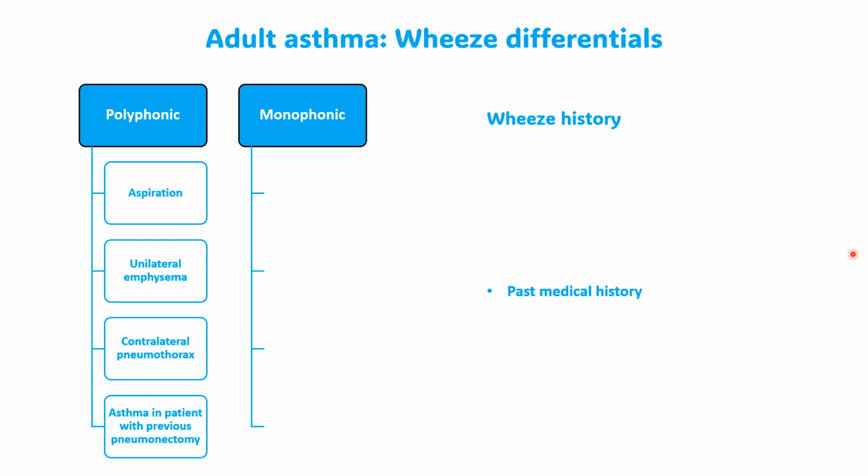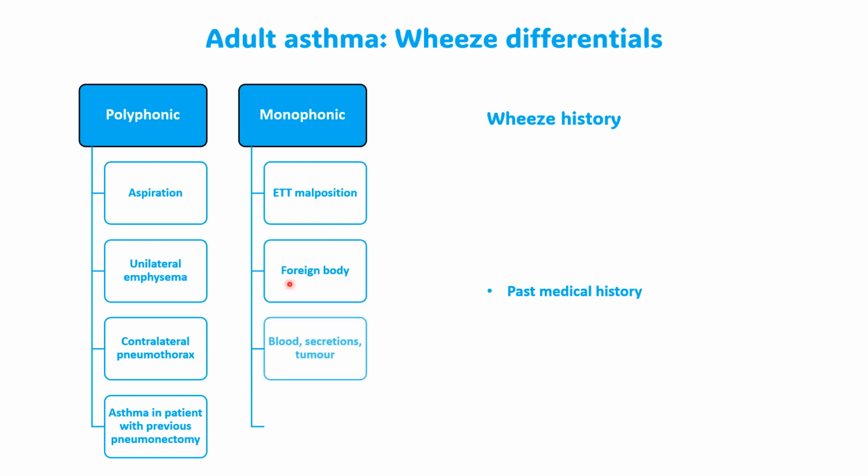And when we talk about a monophonic wheeze, this is when we have a larger airway problem. So this could be due to an endotracheal tube malposition, a foreign body, blood secretions or a tumor, and or external lymph node compression. Okay, and so polyphonic means there's going to be lots of different sounds to the wheeze, and monophonic means that the sound is going to be pretty consistent.